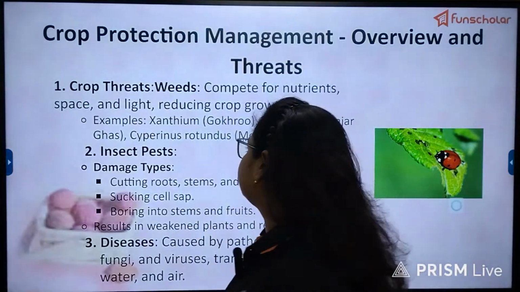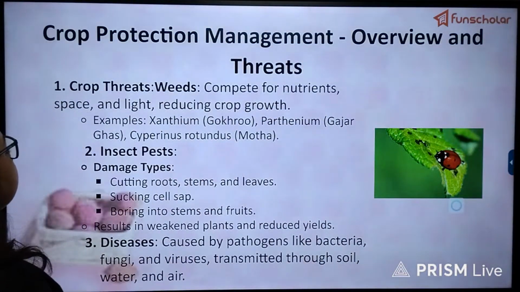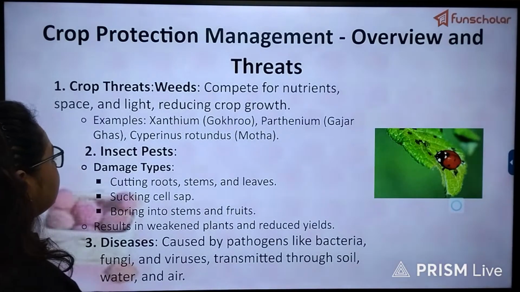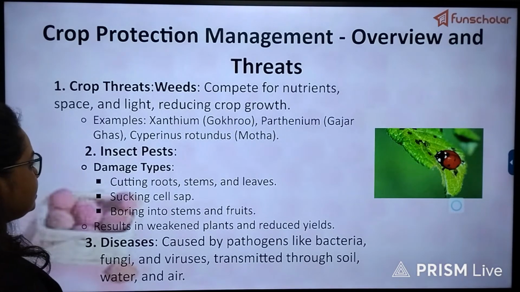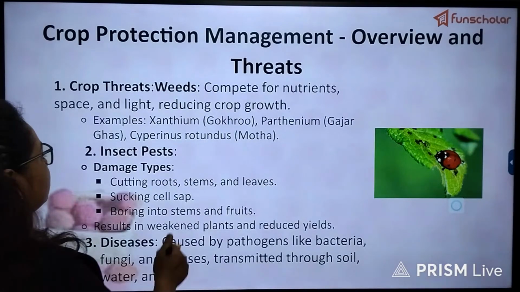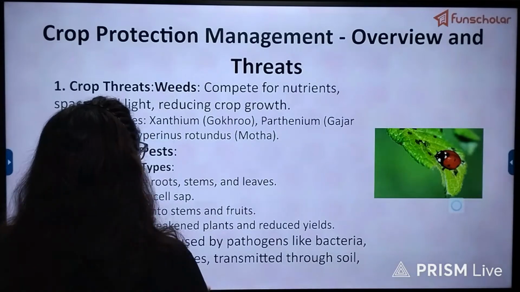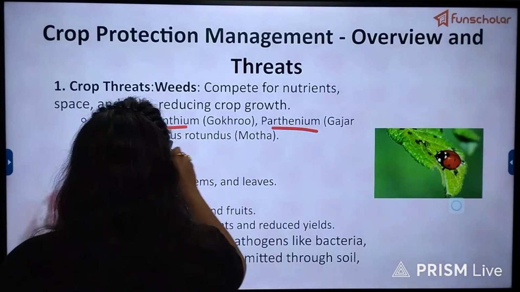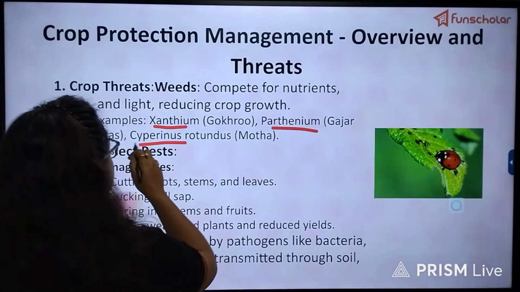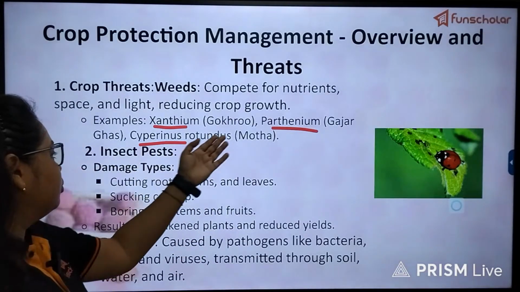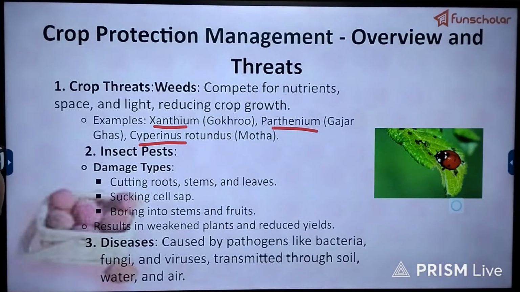these weeds. Now, examples of weeds include Xanthium, Parthenium, then Cyperus, and these are the scientific names, and within brackets the local names are given over there: gokhru, then gajar ghas, motha, all these things. The second type of threat comes from insect pests.